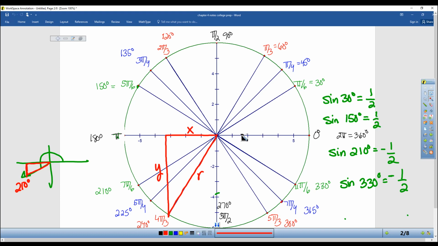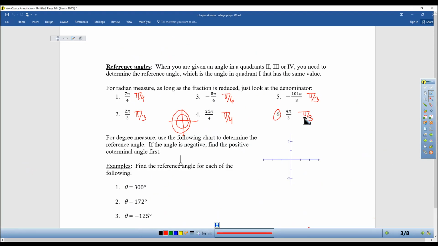So this angle, which was 4 pi thirds, is exactly the same size as the pi thirds. See? Pi thirds. And this angle, exactly the same. So the reference angle is pi thirds.